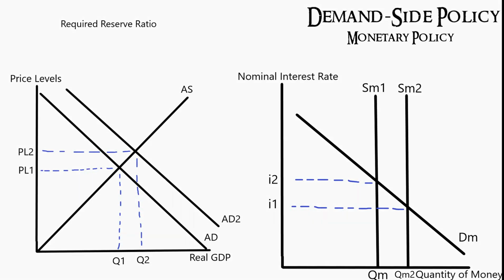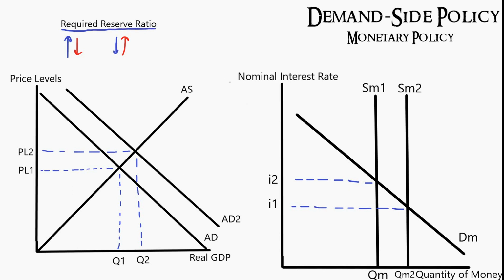The other tool used to control the supply of money is called the required reserve ratio. And if the central bank raises this, it is contractionary. So the supply of money will fall, and so will AD. On the other hand, AD will go up, and the supply of money will go up if the required reserve ratio goes down.